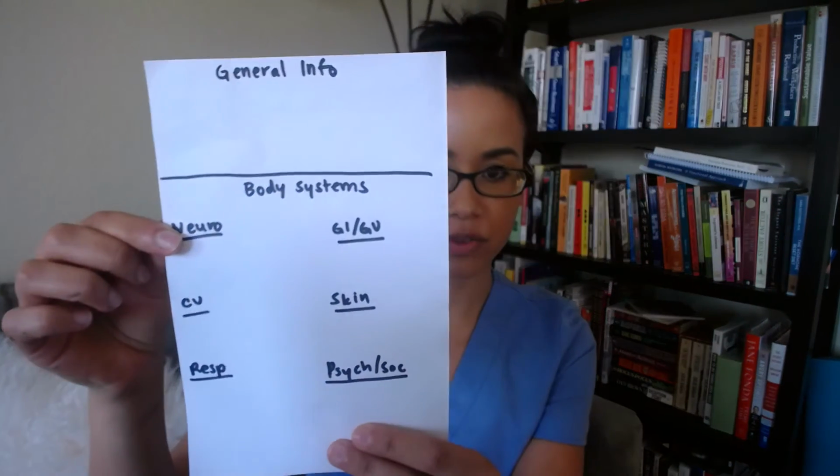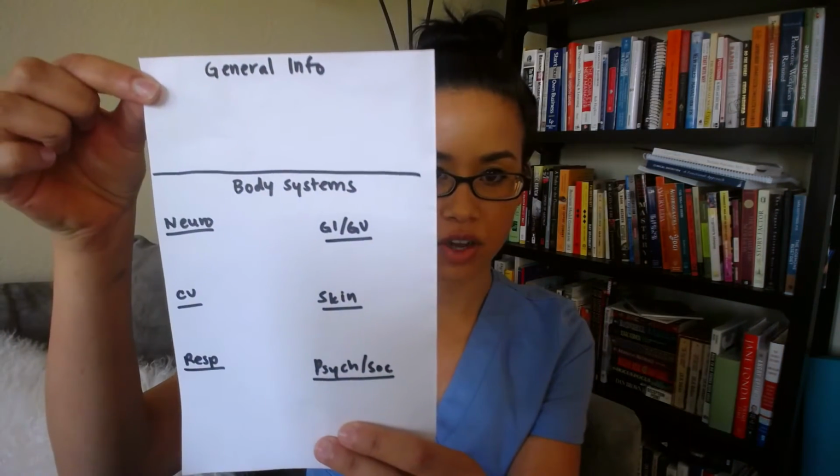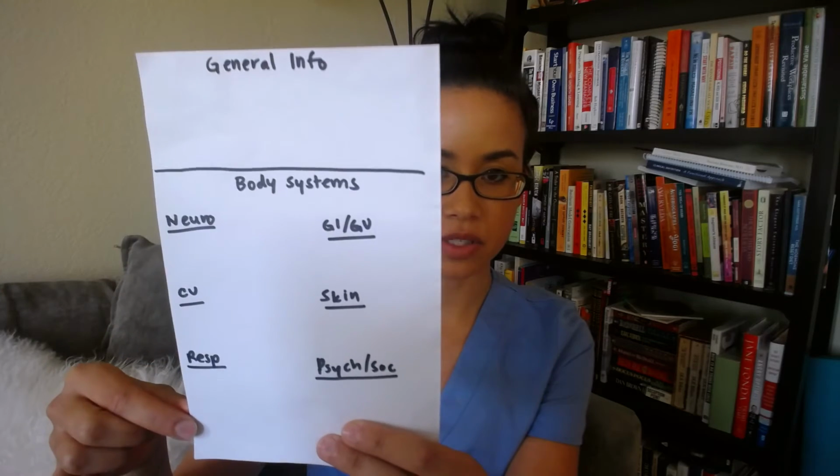So here's a really general overview of how to give report in the ICU. And it can seem really daunting the first few times that you're having to do it on your own, but it's actually really simple. So I've broken it down into two sections. There's general information, which is what you'll start off with, and then you'll move into body systems.